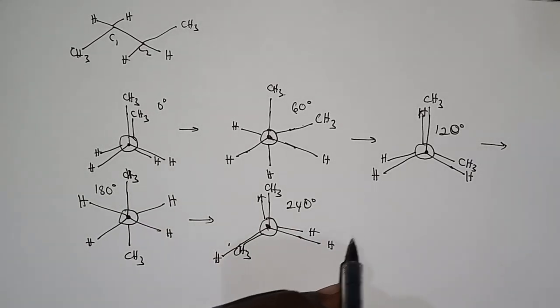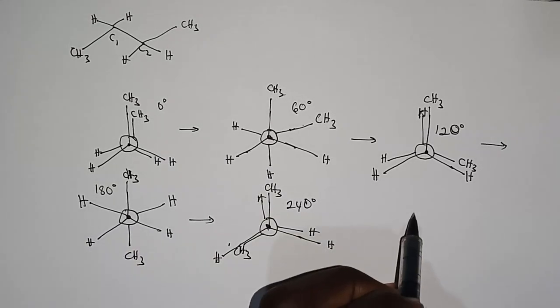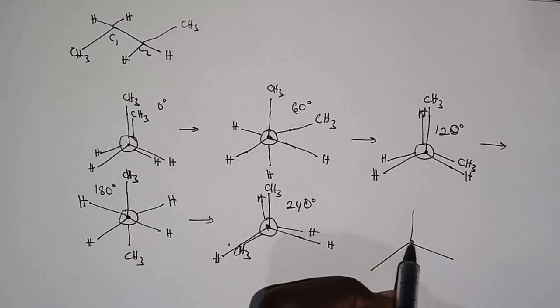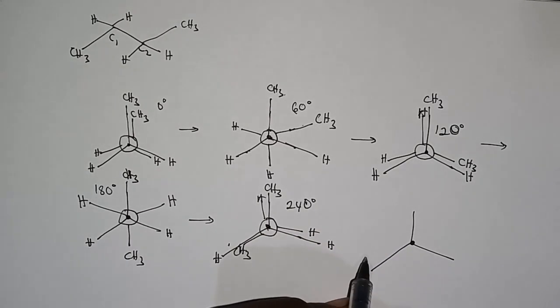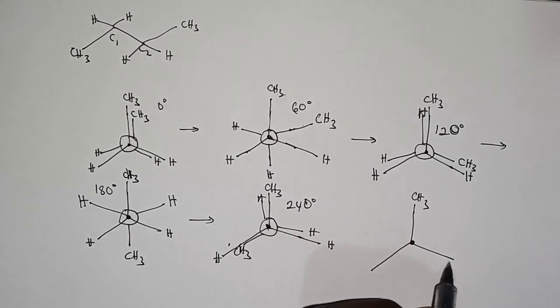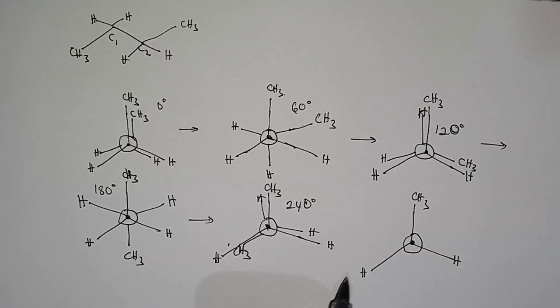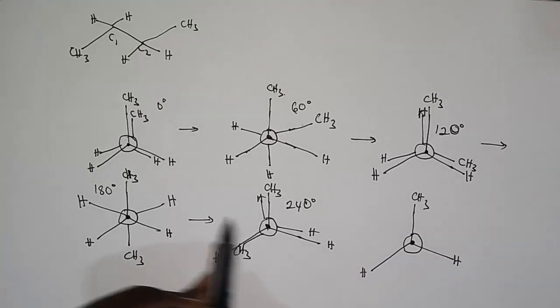So after rotating it like this, then we rotate it one more time to give us the 300 degrees rotation. So this is a CH3, this is a proton, this is a proton, the carbon at the back. So this CH3 will go to the top here.